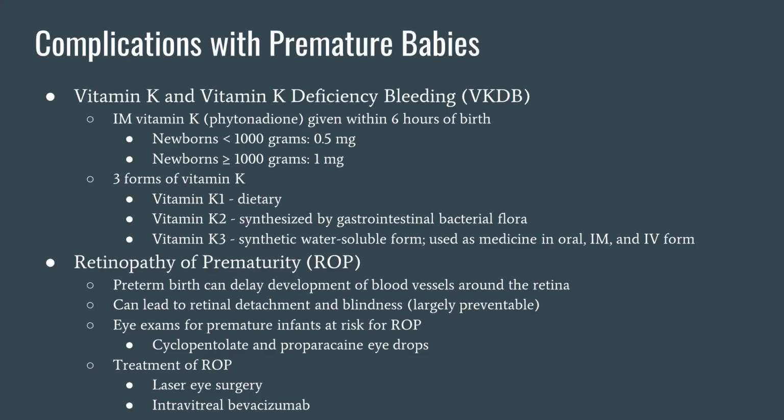There is also retinopathy of prematurity, and this is a very common complication with premature babies. Preterm birth can delay the development of blood vessels around the retina, especially in small for gestational age babies. So this abnormal growth of vasculature can lead to damage that can result in retinal detachment and blindness. And this is preventable mostly by doing routine eye exams in premature infants to monitor. And when those eye exams are performed, we're going to give cyclopentolate and proparacaine eye drops in advance to help dilate the pupil and to prevent any discomfort.